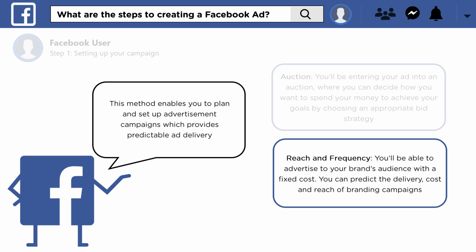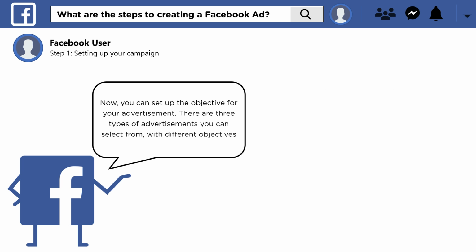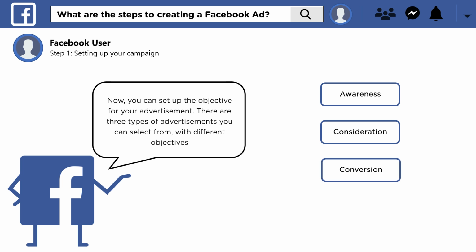Okay. So again, with reach and frequency, you'll be able to advertise with a fixed cost. With auction, you're not necessarily going with a fixed cost, you're going with more scalability and flexibility on cost. That can change. Okay, so once you choose your objective for your advertisement, then you need to choose the type of advertisement you want to do, and it's based on your objectives.